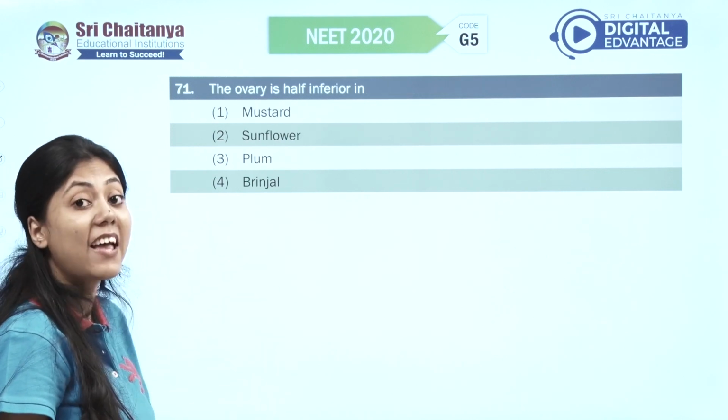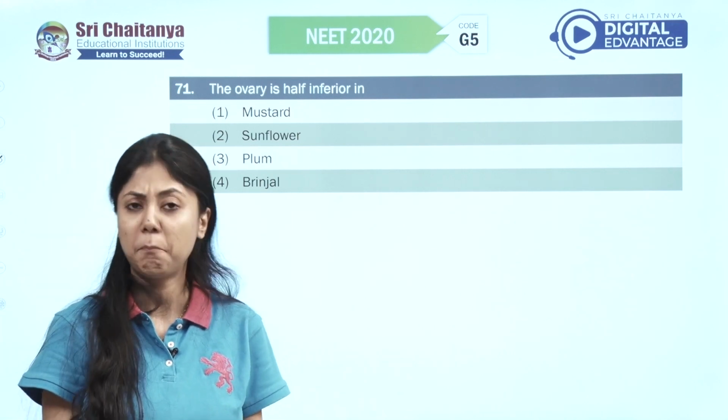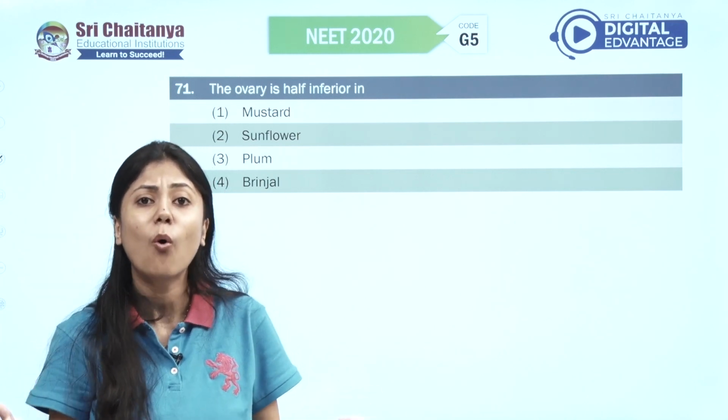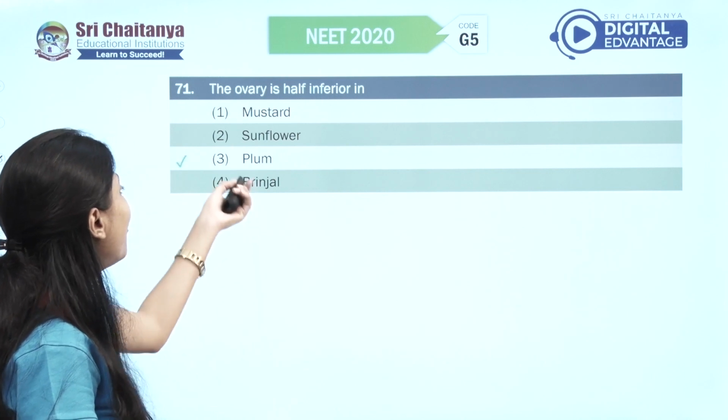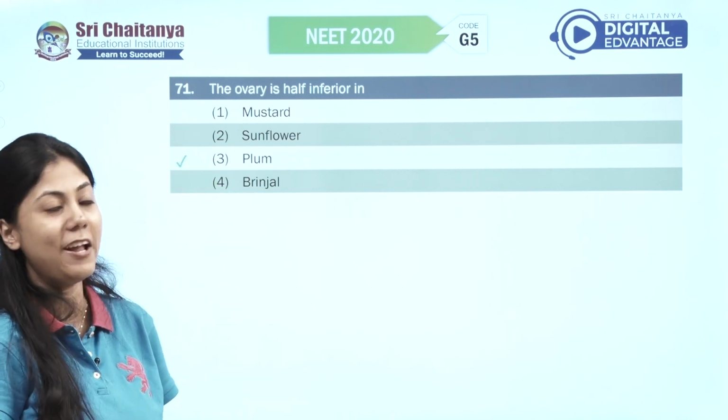The ovary is half inferior. We know the examples straight away. So what is it? Rose, peach and plum. And we have one of them here. So the answer is plum.